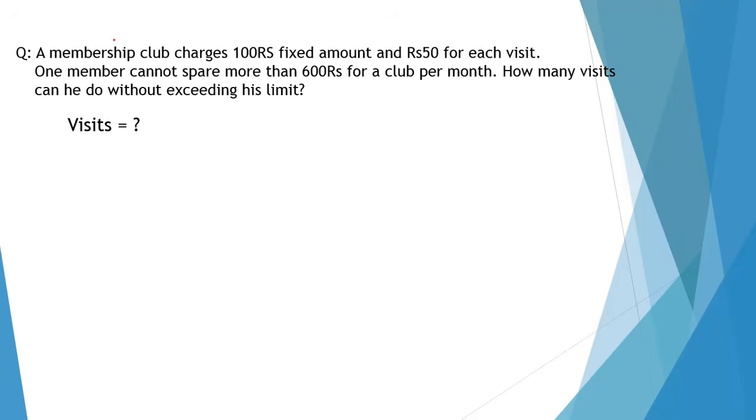A membership club charges 100 rupees fixed amount and 50 rupees for each visit. One member cannot spare more than 600 rupees for a club per month. How many visits can he do without exceeding his limit? What is the unknown variable? The number of visits. 100 is a fixed amount a member has to pay, plus 50 per visit.